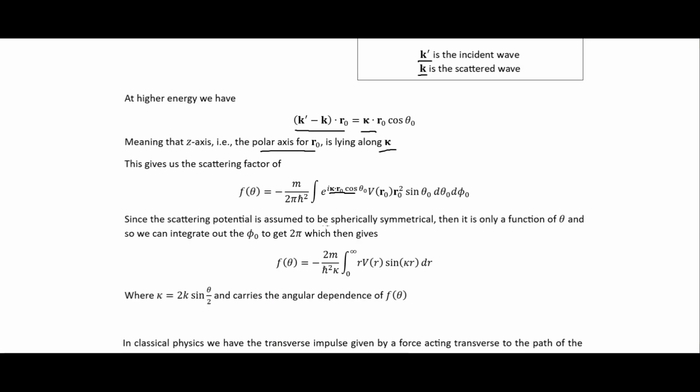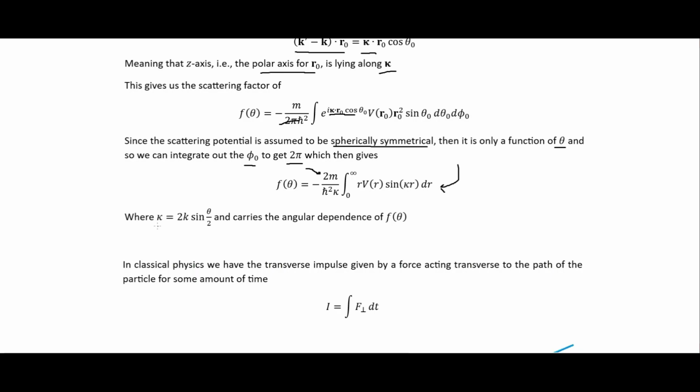Since the scattering potential is spherically symmetrical, it's only a function of theta, so we can integrate out this phi here, which will just end up being 2 pi. It would give us 2 pi in the numerator, so that would cancel out that 2 pi right there. And so we end up with this integral right here, where kappa is equal to 2k times sine of theta over 2. And that is what gives us the angular dependence of the f of theta here.